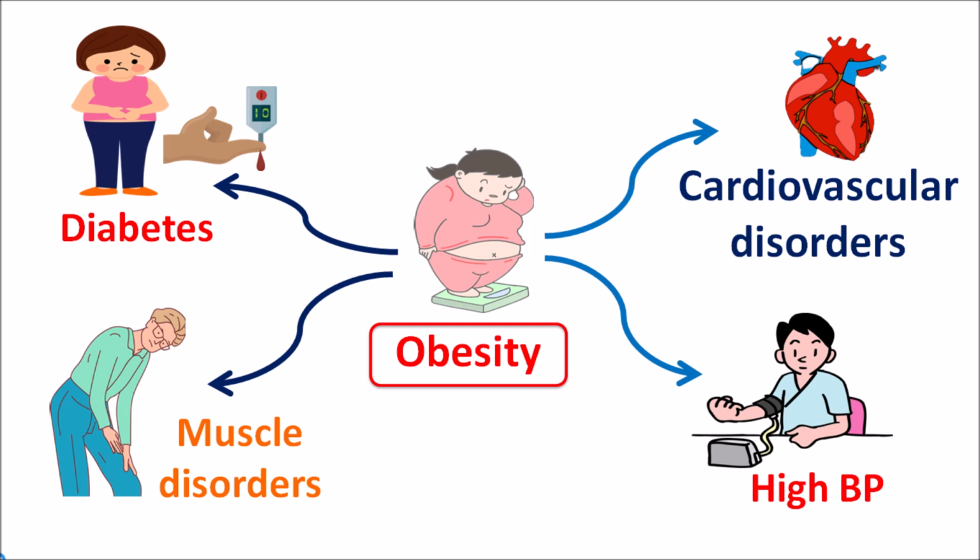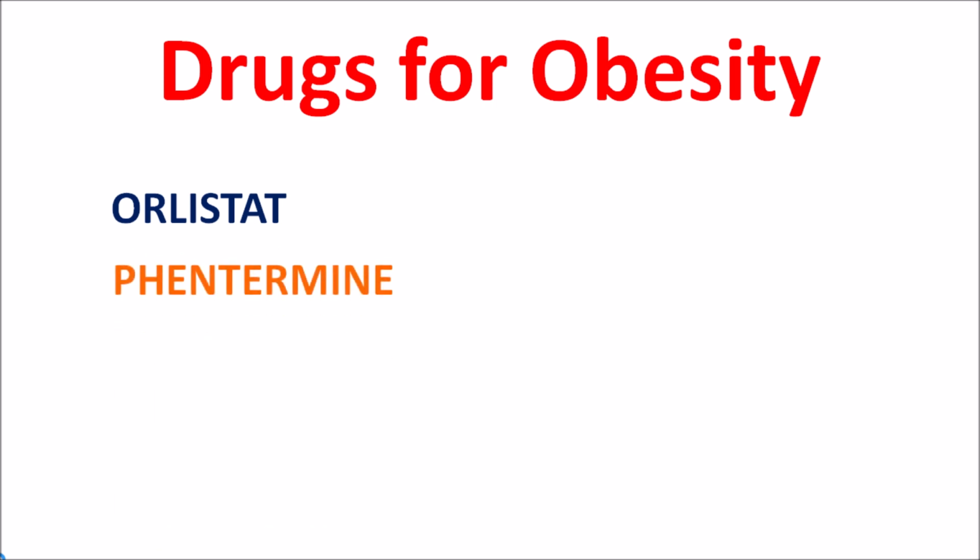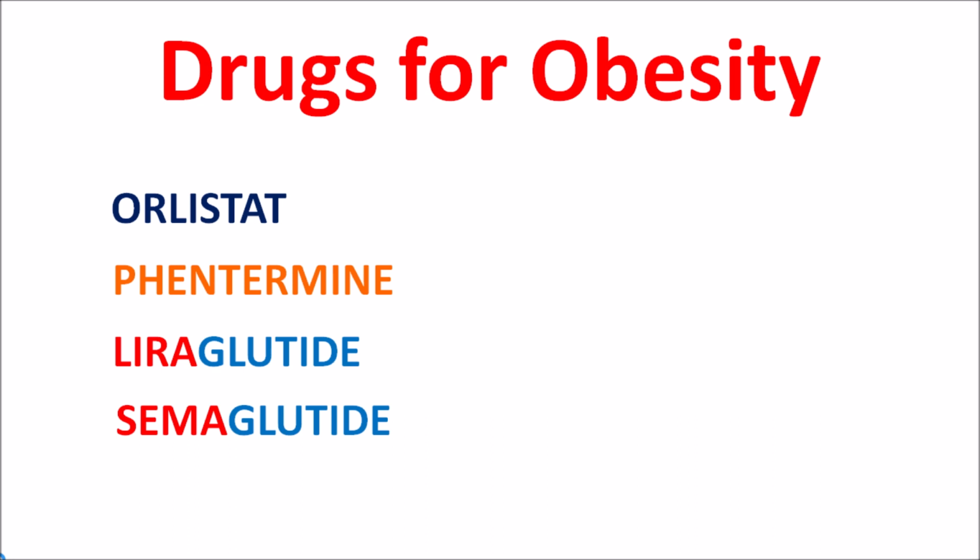So today in this video we are going to see the different types of drugs used for the treatment of obesity, which are used along with diet control and proper exercise in order to reduce the body weight and to reduce the systemic complications. Now let us list out the drugs used for the treatment of obesity. We have various drugs like Orlistat, Phentermine, liraglutide, semaglutide. These two drugs belong to the same category because they have the same suffix, glutide.